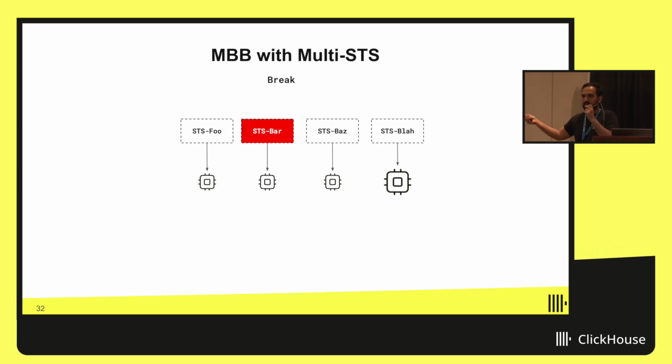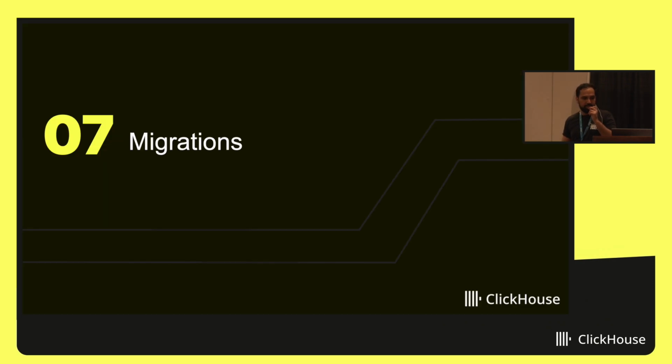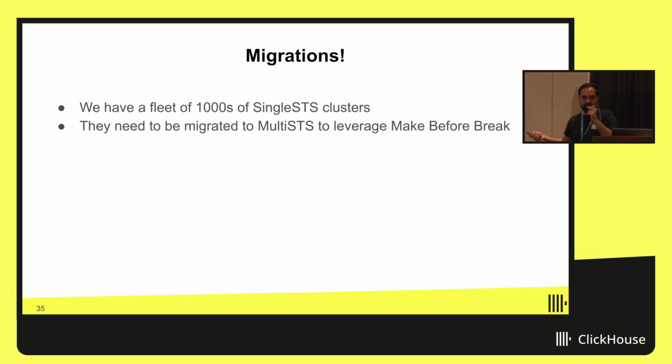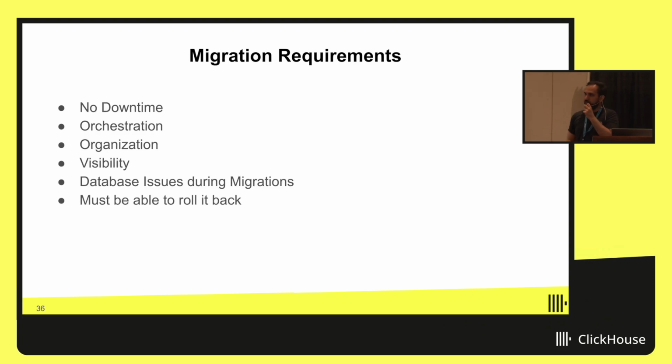Instead of adding 1 replica, you just immediately add 3 replicas, and then break the other 2. And then you're done. So why do we need migrations? Because we have a fleet of thousands of these single stateful set clusters. Customers are running their important workloads on them. We don't want to disrupt those workloads. But they still need to be migrated in order to leverage the faster, better way of scaling things. So hence this talk, which is about the migrations.